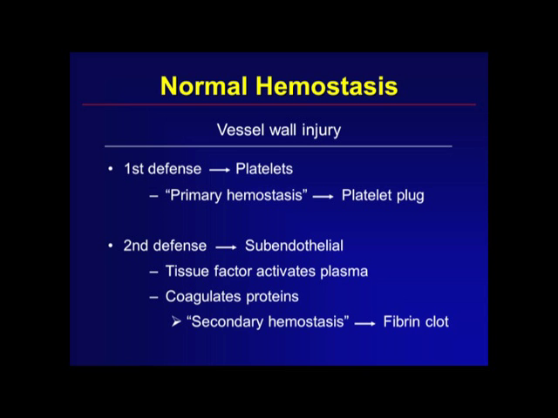What happens with normal homeostasis? Well, the vessel wall is injured. The first defense is platelets. So they rush to the scene and they try to wall off the defect. They form a platelet plug. There's a second defense, and this is in the subendothelial cells and layers. Tissue factor activates plasma. We see coagulation of proteins. And secondary hemostasis then is a fibrin clot.